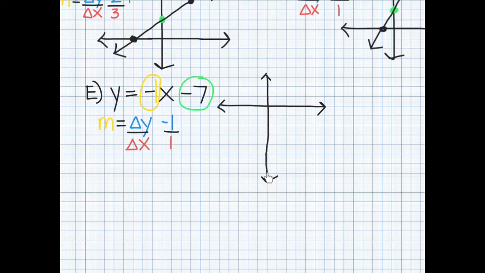I haven't even given myself enough space with this. So maybe what I need to do is, I guess I could redo the whole thing, but I'm just going to make this line a little bit longer. That happens sometimes. And I'll go back and try again. Here's my origin. 1, 2, 3, 4, 5, 6, 7. I'll put a dot right there.